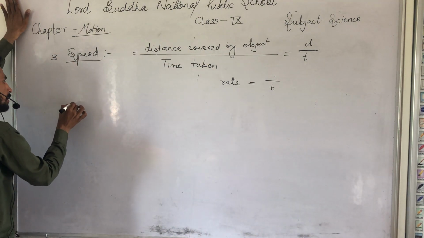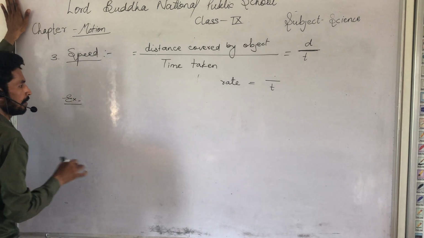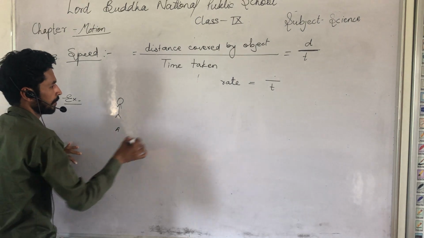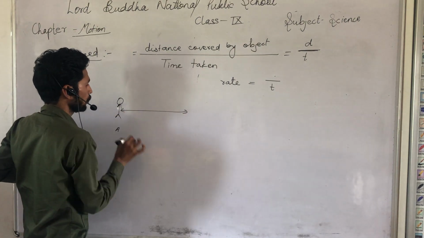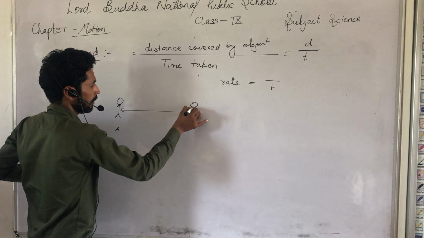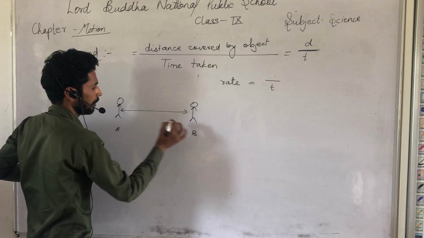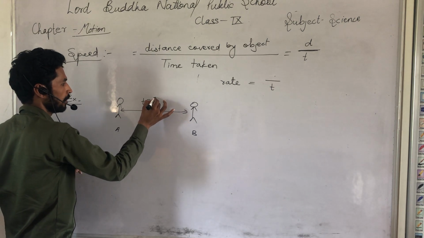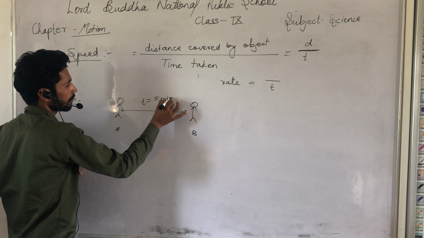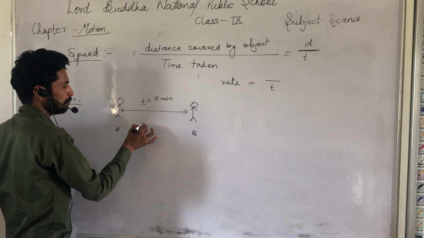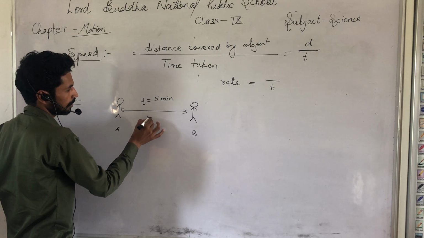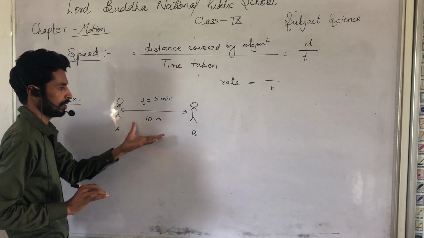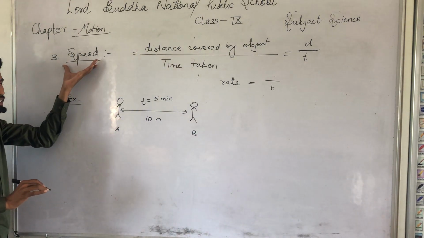Now, for example, there is a person at point A. It starts to move. Finally, it reaches point B, taking time T equal to 5 minutes, and the total moving distance is 10 meters. What is the speed?